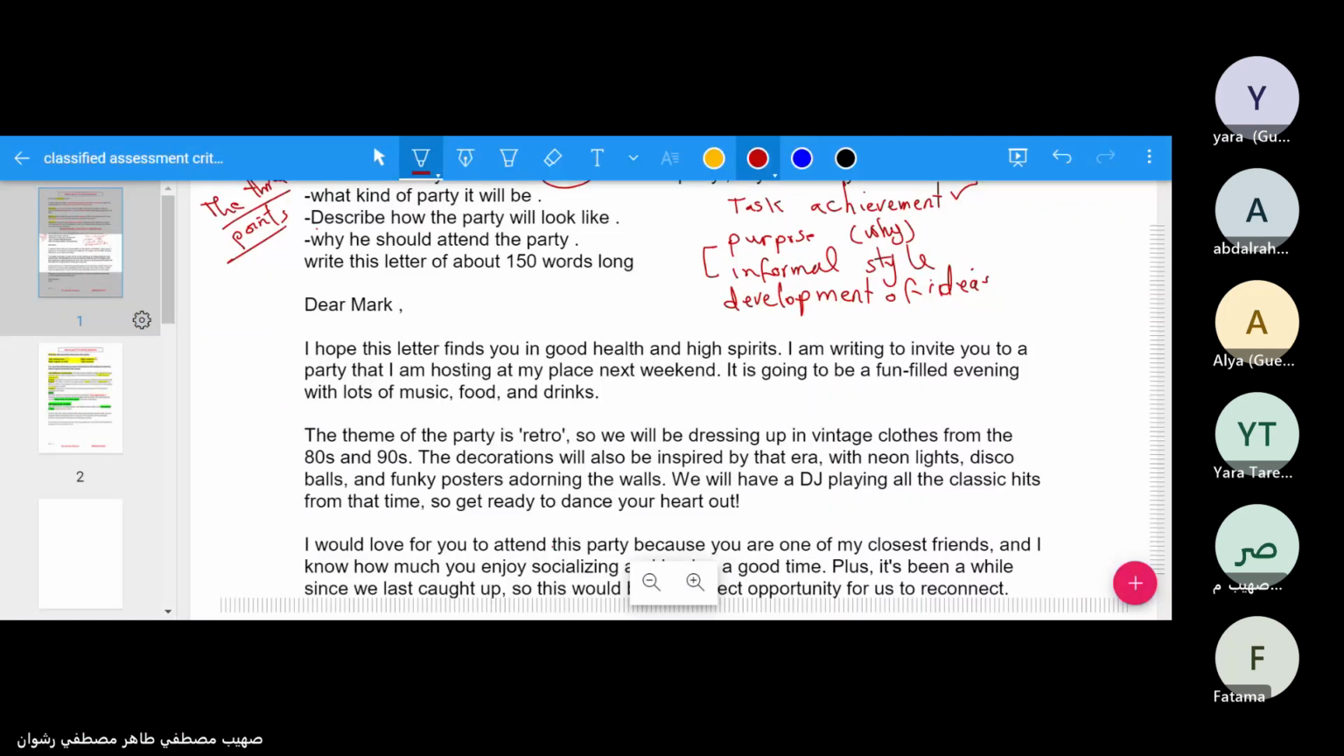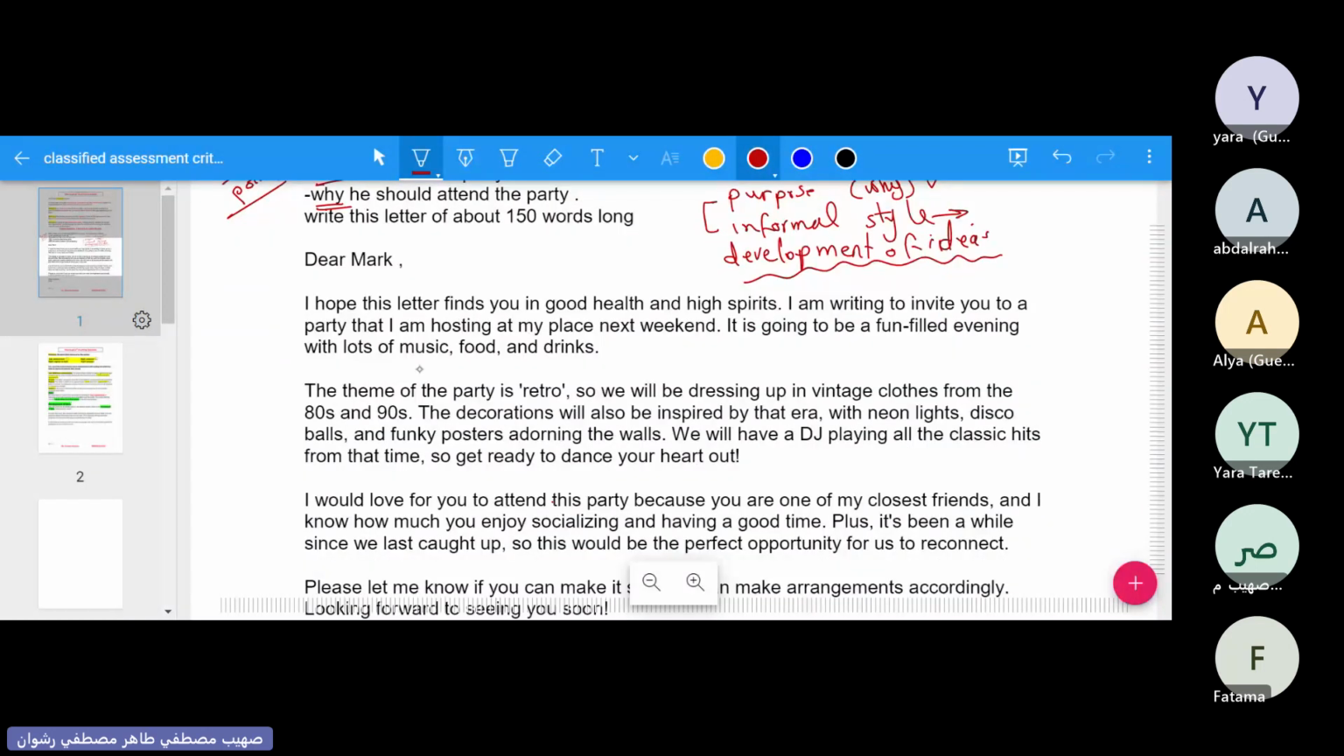So this student achieved the purpose correctly because he consistently followed the correct purpose by describing, and he described correctly by saying why. What do you think of the last point, Abdurrahman, the development of ideas?